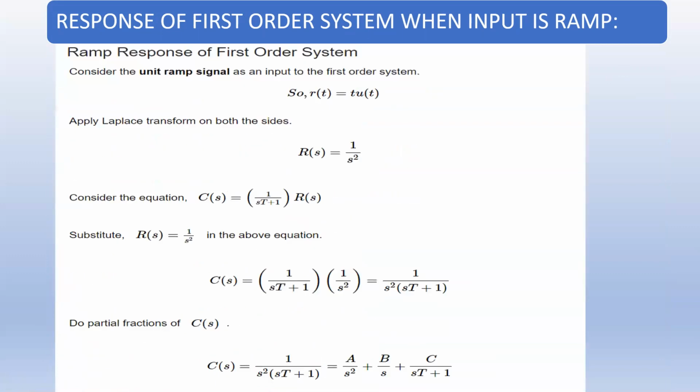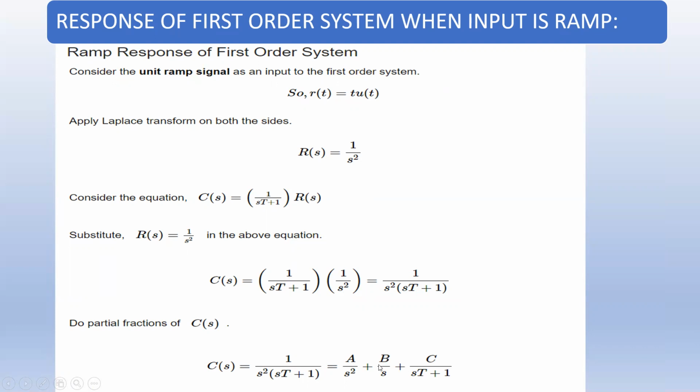If we give another input, which is the ramp input, we already saw that ramp input is nothing but r of t equal to t in the time domain. Then if we apply Laplace domain transformation, we can have r of s, which is the input in the Laplace domain, equal to 1 by s square over here.